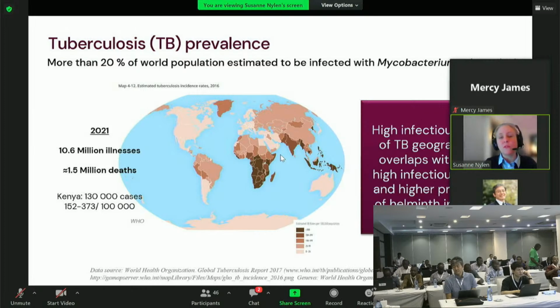geographically overlap with total infectious burden, and typically also a high prevalence of helminths. So in countries where we have high infectious burden, there are also worms, and they could potentially affect the control of other infections, such as tuberculosis.